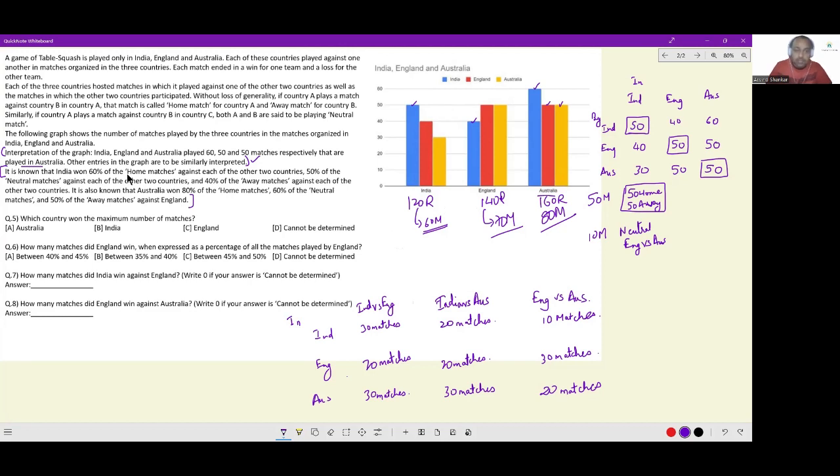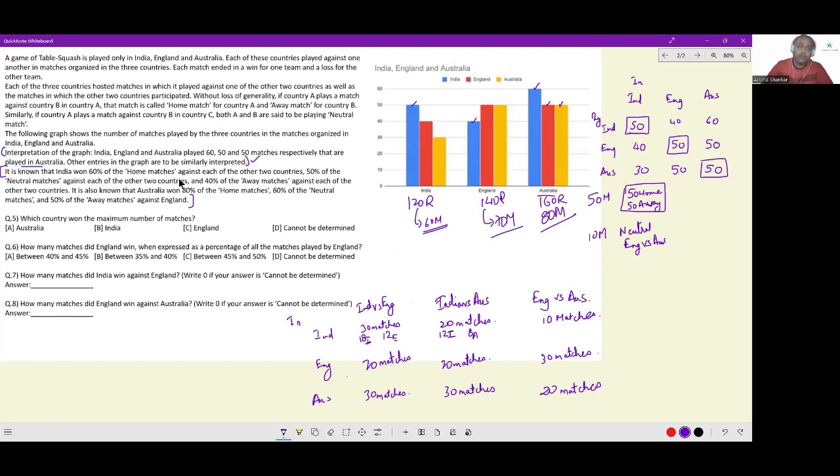It is known that India won 60% of the home matches against each of the other two countries. So India versus England home matches would be these matches. So 18 are allocated to India. The remaining 12 will go to England. Here 12 will be allocated to India and 8 will go to Australia.